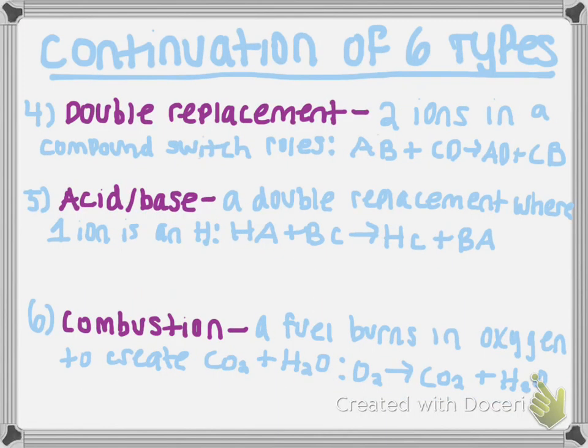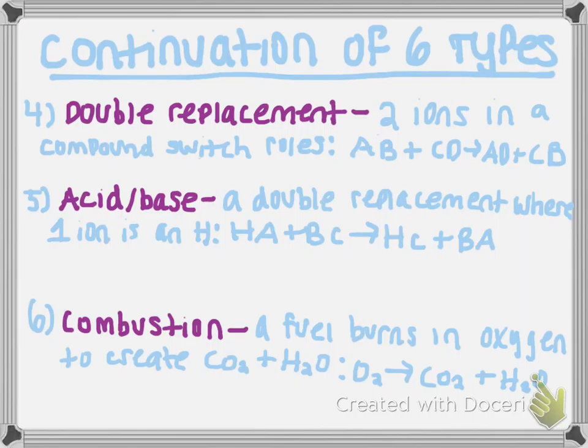The fourth type would be double replacement, which is when 2 ions in a compound switch roles. So we have AB plus CD equals AD plus CB. What happened here is A and C switch roles. So then it becomes AD plus CB.